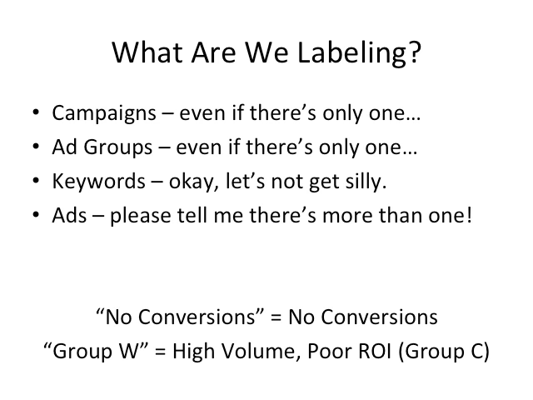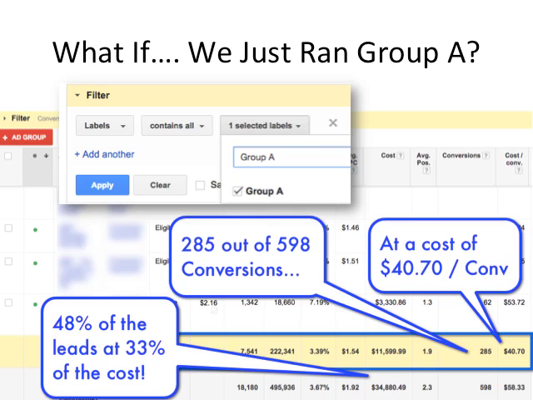And Group W is one that we use for things that are high volume, but the ROI isn't quite where we want it to be, because those are things that really become a priority. Those are already going to be in Group C, but we'll also apply a Group W to the highest volume ad groups typically within Group C. And so now you're ready.